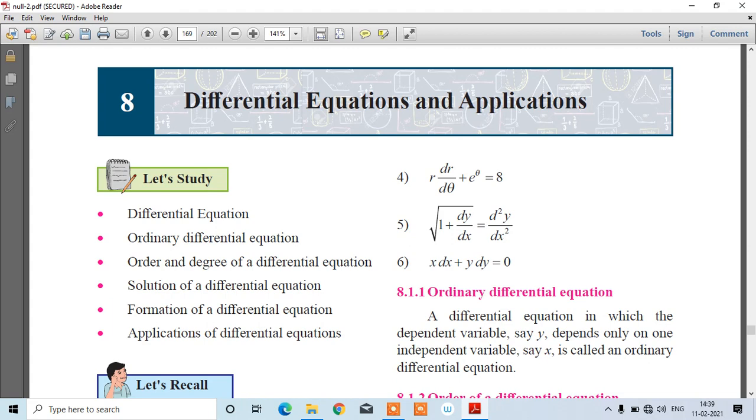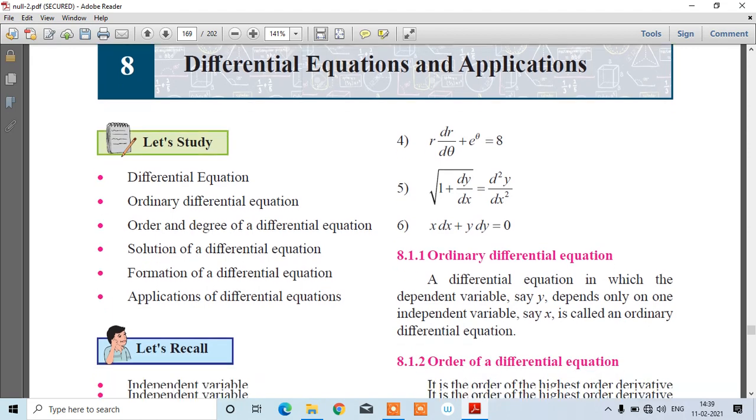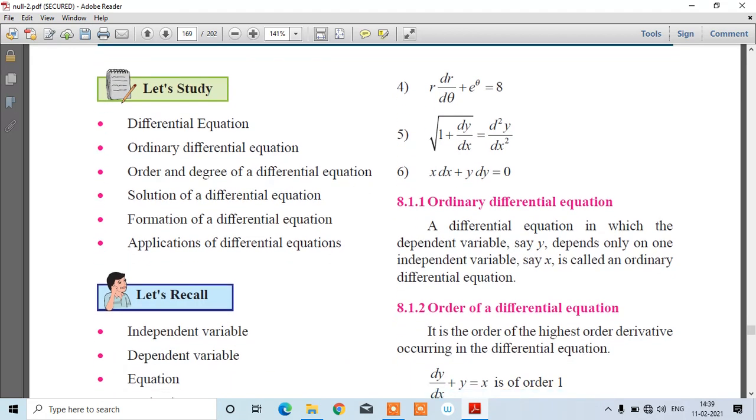Then how to find out the solution of a differential equation, then formation of a differential equation, and the last point that we are going to study is applications of differential equations. So just like quadratic equation or linear equation, here we will study the differential equations, okay, and their solutions also.